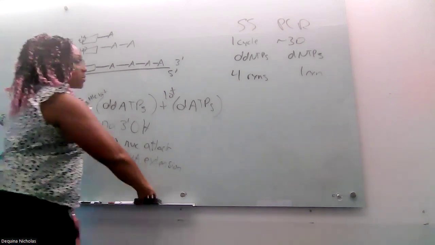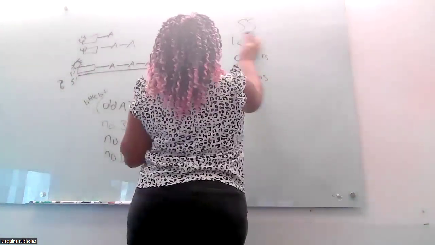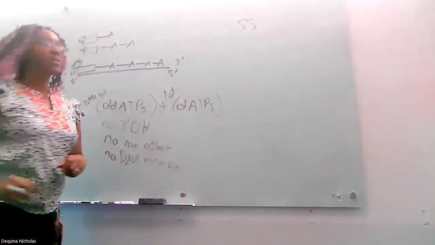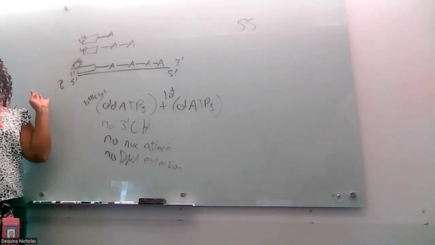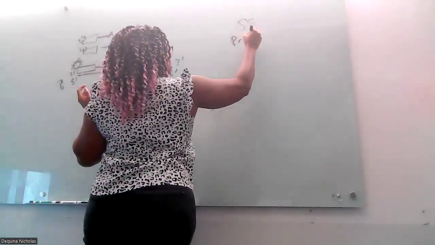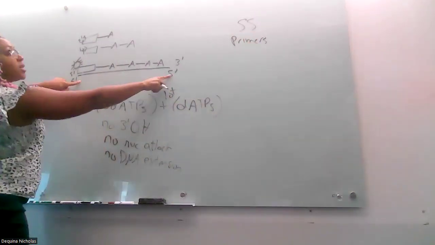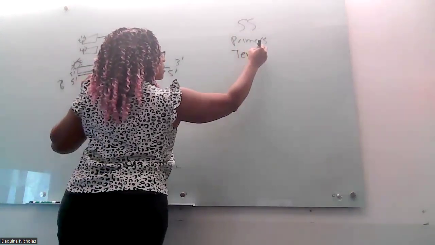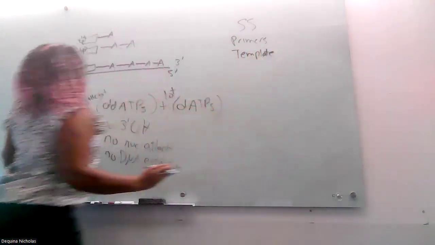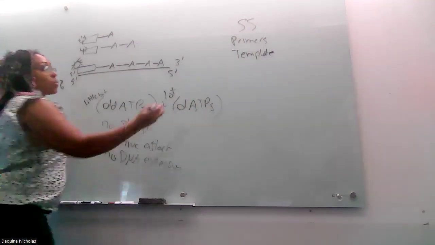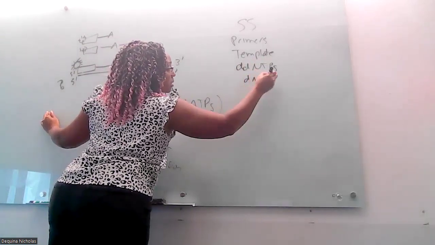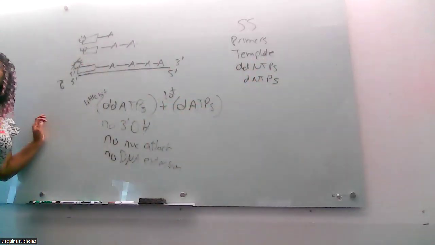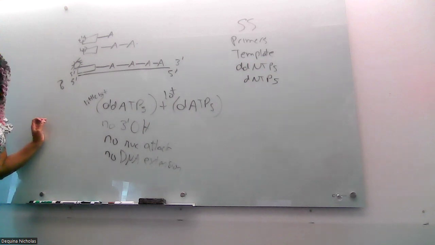Okay, let's make a list of the reaction materials. What's the most important thing? What are we starting off with? Why are we using Sanger sequencing? Yeah, we need primers. The primer anneals to the template. What else do we need? dNTPs. ddNTPs. What else? Anything else you need for PCR? You need polymerase.